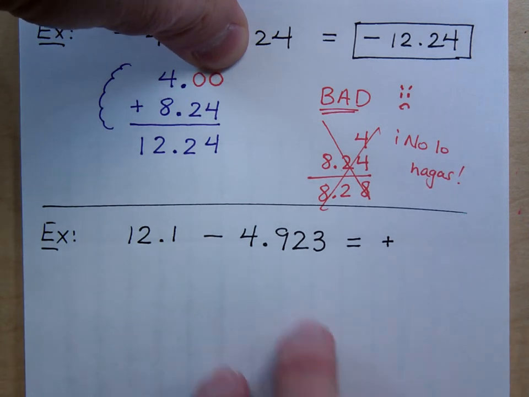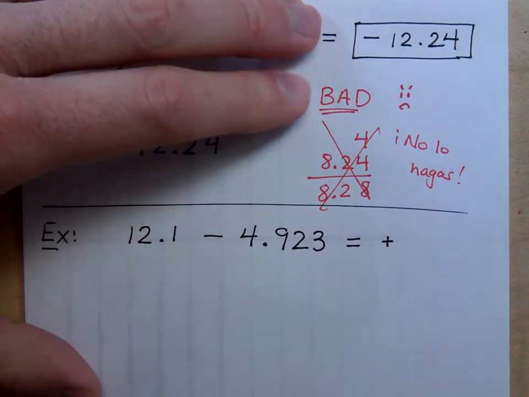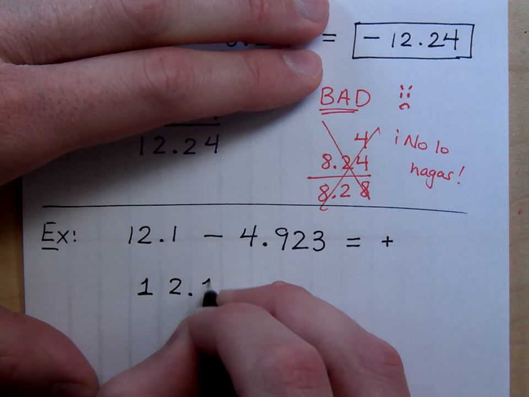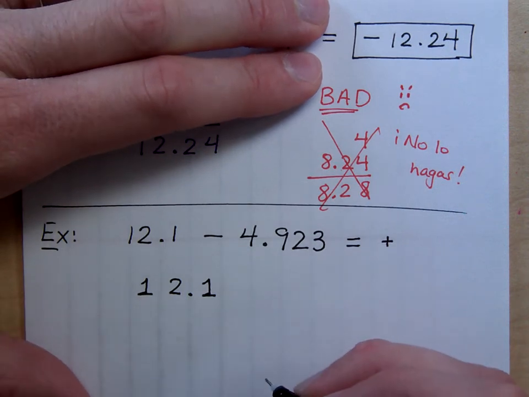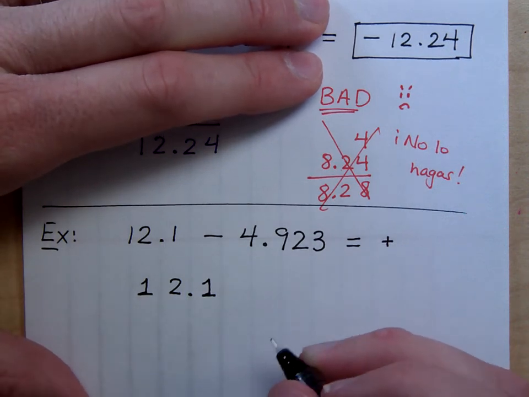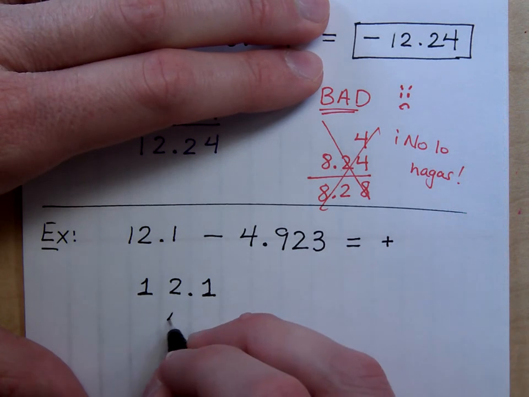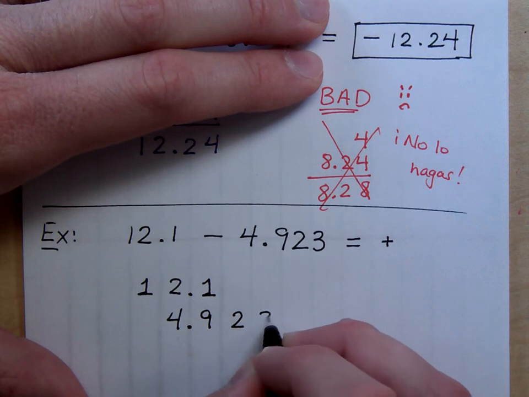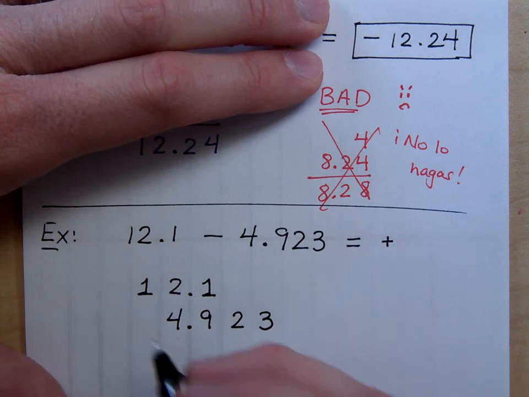All right, so here we go. I need to do 12.1 minus 4.923, and I need to make sure that the decimal points line up correctly. We've talked about this before. So here's the 4.923, and I'm subtracting, right?